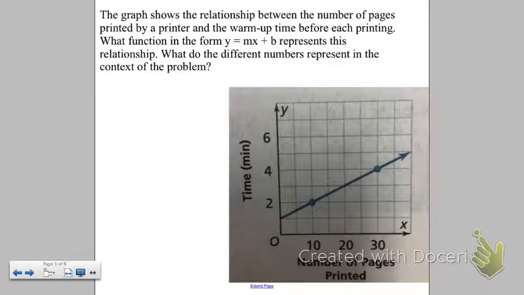The graph shows the relationship between the number of pages printed by a printer and the warm-up time before each printing. What function in the form y equals mx plus b represents this relationship? What do the different numbers represent in the context of the problem? Take a second to copy down the question.